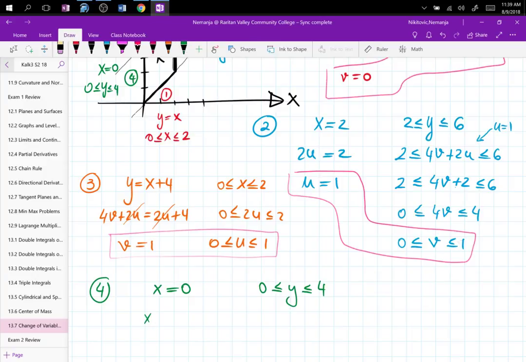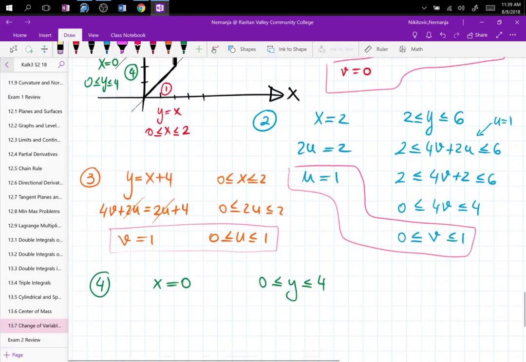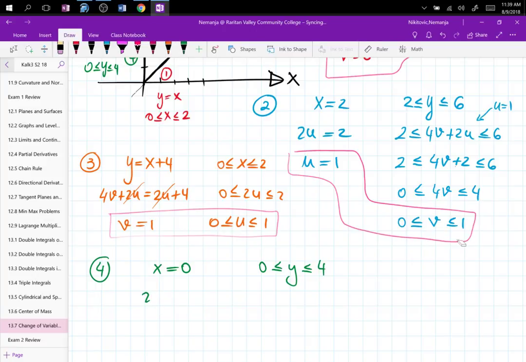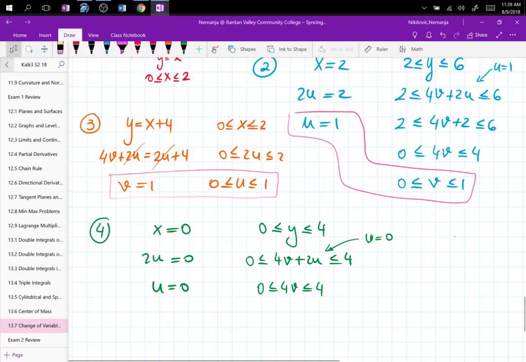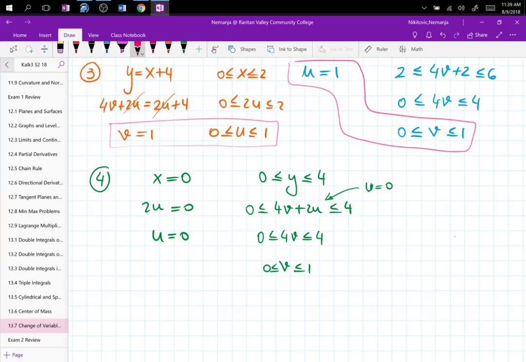So x is replaced by 2u in a transformation. There we go. U is 0. And then over here we have 0 less than 4v plus 2u less than 4. But u is 0, right, over here. So since u is 0, this becomes 0 less than 4v less than 4, which is v is between 0 and 1. And that's the last set of things that we need to transform.